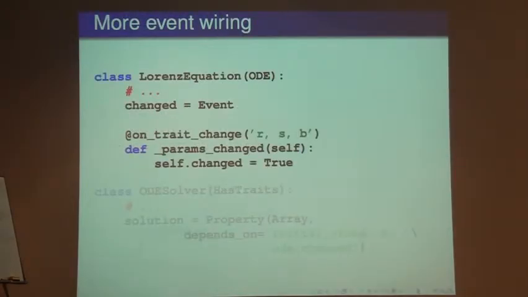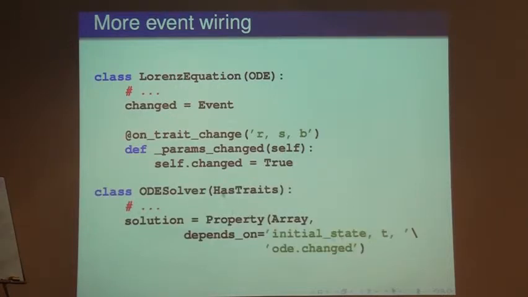So what we do is we can create a trait called an event. Now I can say, whenever in the Lorentz equation, if R, S, and B change, I'll fire a changed event. Okay? And then in my ODE solver, I simply say ode.changed is all I need to listen for. Now this will handle 2 cases. It will handle the change if I actually change the ODE, that is if I create a new instance of the ODE and pass it, or if the ODE's changed event is fired here. Okay? So is that clear?